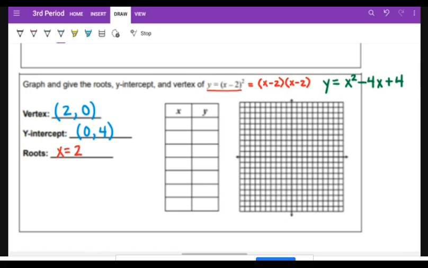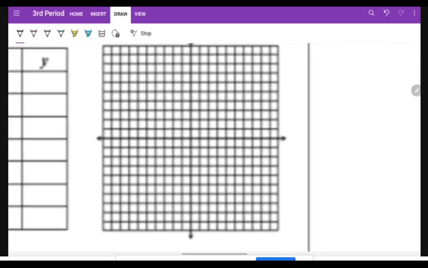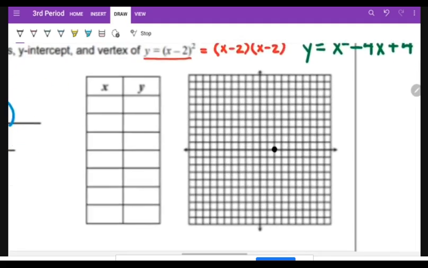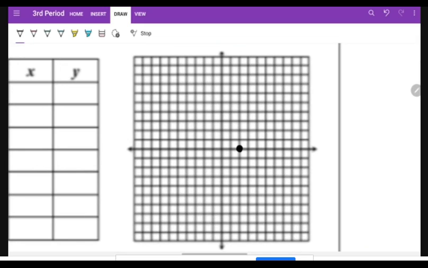All right, so we can draw this now. Now this is actually probably the trickiest one to draw, and here's why. Our first point, our vertex, is at 2, 0, which is just 2 spaces to the right. Our second point is the y-intercept, that's 0, 4. But then our third point is at x equals 2, which is the same as the vertex. We already have that point on there. So we really only got 2 points from all the information.